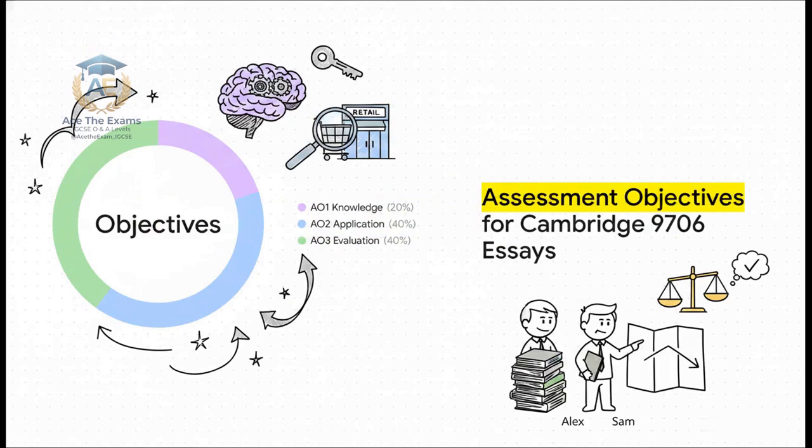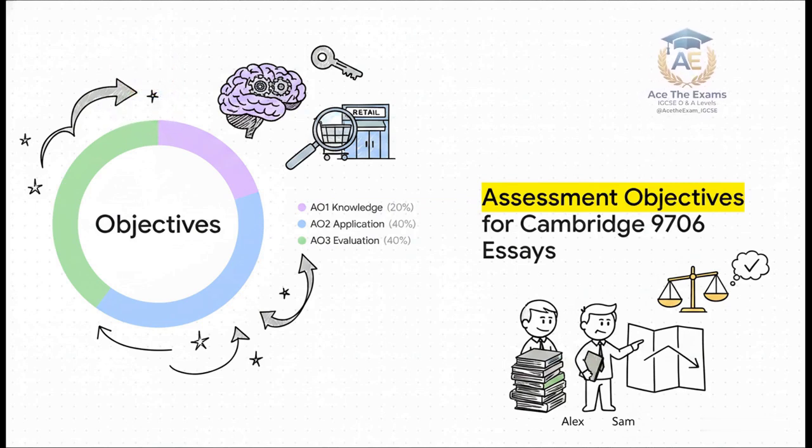And Sam is absolutely right, which becomes painfully obvious when they look at the Cambridge assessment objectives. This breakdown right here changes everything. AO1, which is your knowledge and understanding, basically all those facts Alex wanted to list, only accounts for 20% of the total marks.